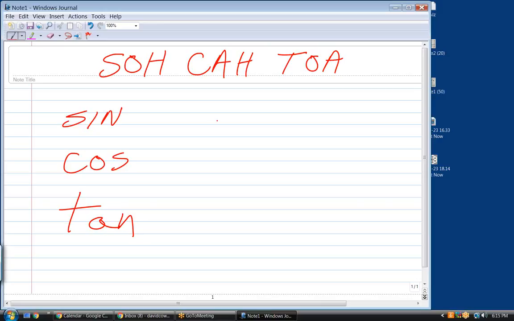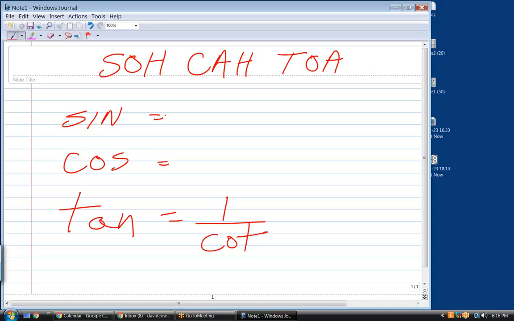The other three trig functions are cotangent, secant, and cosecant, which are the inverses of sine, cosine, and tangent? Well, they're the reciprocals. Sure, they're not really the inverses. There's actually another thing that is the inverse, but they're reciprocals. What's the reciprocal of tangent? Cotangent.